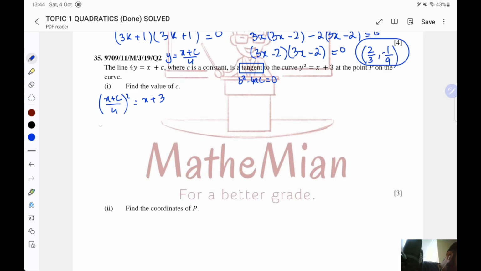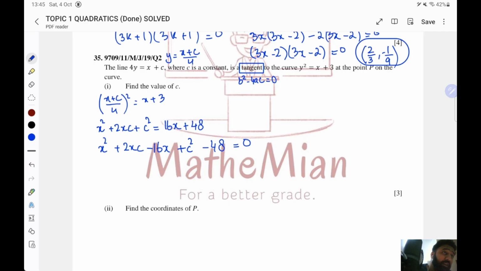So if we expand it, it will be x square plus 2xc plus c square, and it will be equal to 16x, because 4 square is 16. So 16 times 3 is 48. We'll simplify. So x square plus 2xc minus 16x plus c square minus 48 equal to 0.